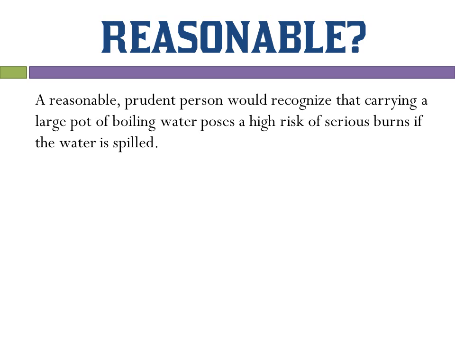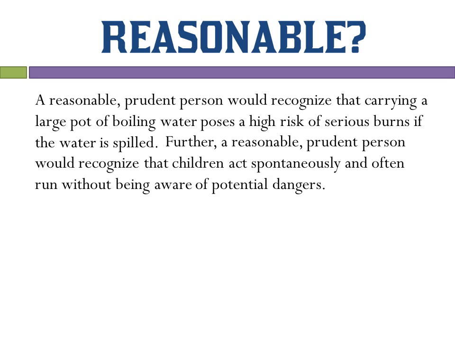Now, we've left something out here, though. Before we were talking about children, and now we've left out the child being near, so we want to add in a sentence about that, too. Further, a reasonable prudent person would recognize that children act spontaneously and often run without being aware of potential dangers. I think any reasonable person who has spent any reasonable amount of time around any child knows that children tend to run and not look where they're going. So we could stop there.